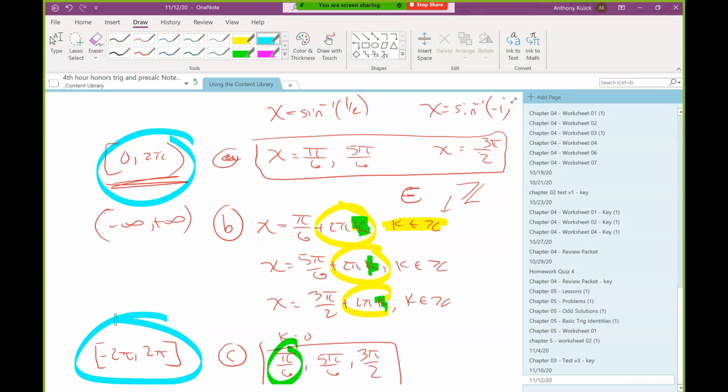Is that okay? Similarly, all of my answers in A are also going to be answers in D, right? So that's what I'm saying there. That's the k equals 0 part. So for this set of problems, yes, you're always going to be using k equals 0.